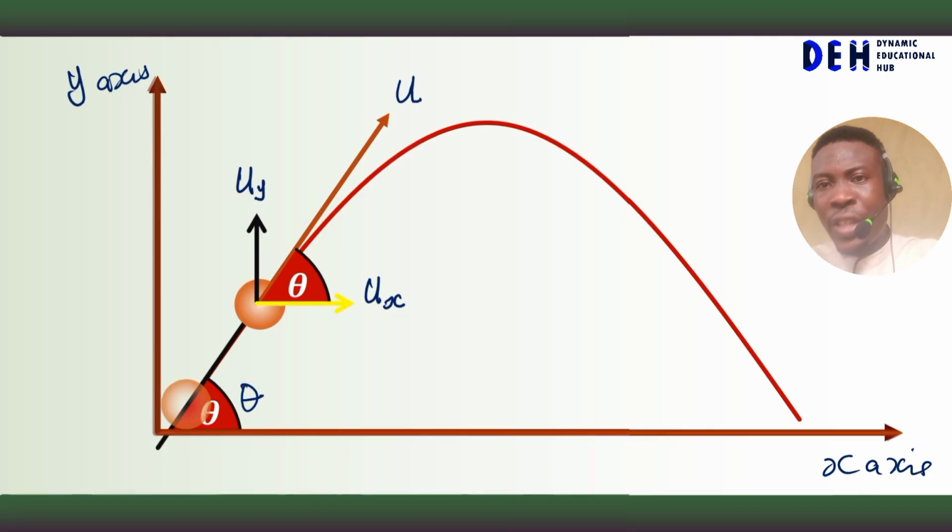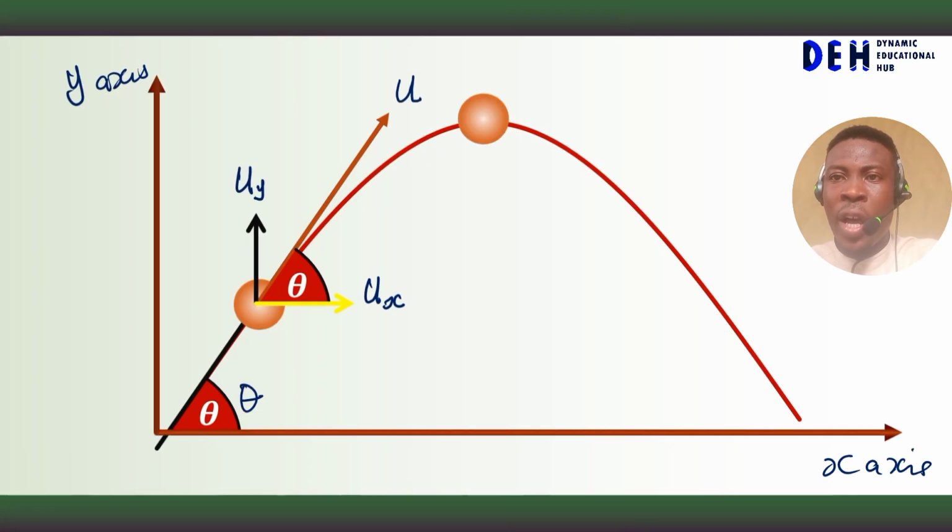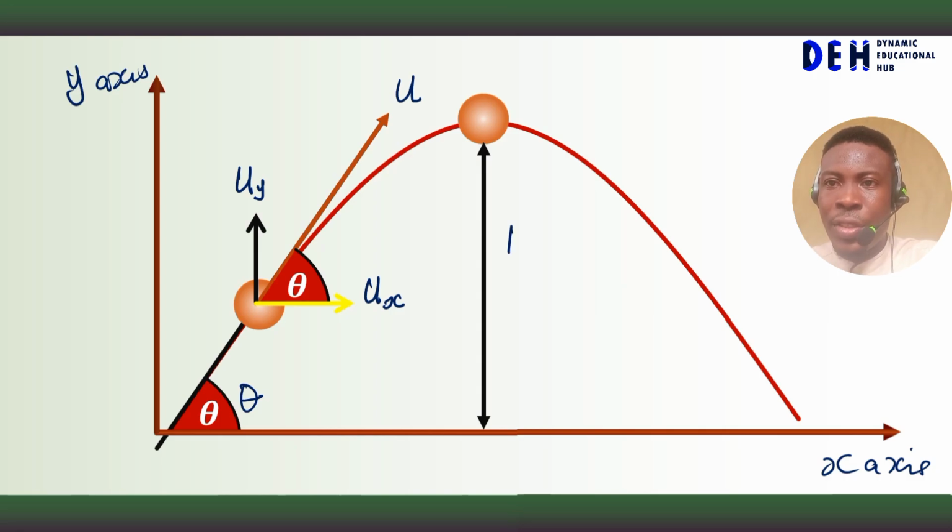Now, when we project this object, there will be a point at which this object will reach the maximum height. So we are going to have a point here where this object is going to cover a maximum vertical distance. Now the distance between the floor where it is being projected to the highest point reached by the object is called the maximum height. So we can have h max here, which is still the same thing as y max. So this is the maximum vertical displacement.